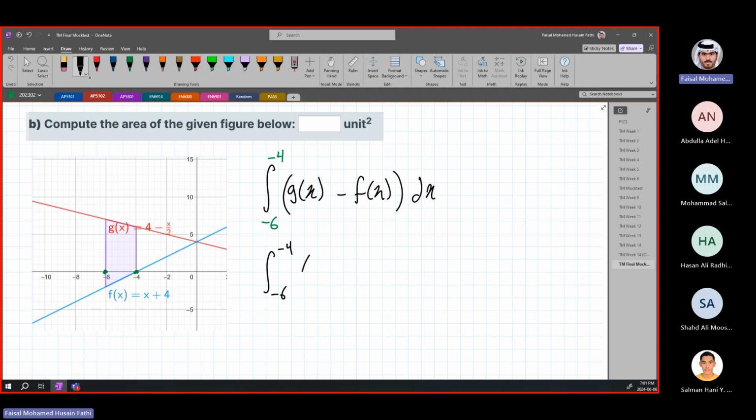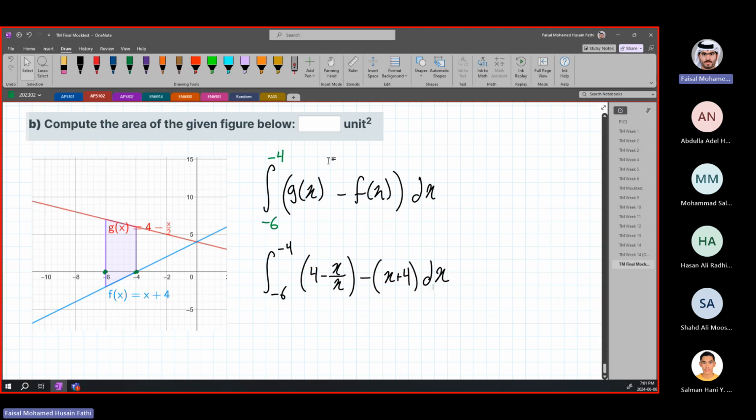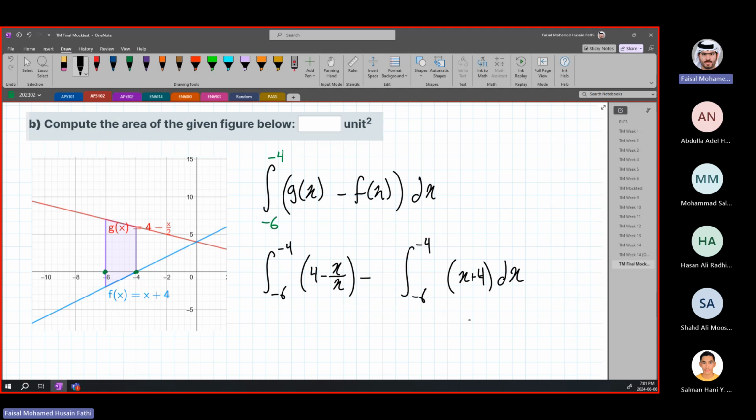G of x is 4 minus x over 2 minus x plus 4 dx. If it's easier for you guys to do it separately, you guys can do it separately. You could say that this is minus the integration from -6 to -4 of, yeah, this will be dx and this will be minus, and that's it. All right, and you can put it directly in your calculator to find your answer. So it will be 4 minus x over 2, not over x, over 2.